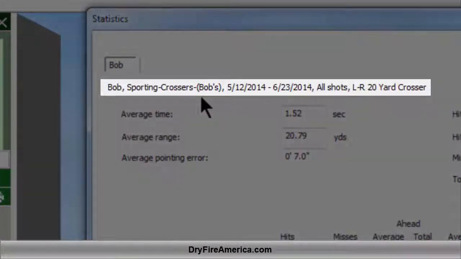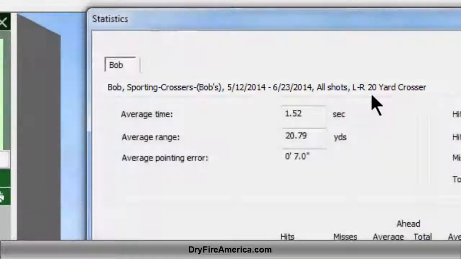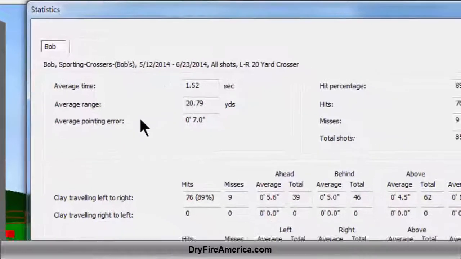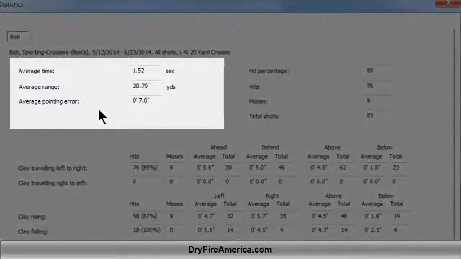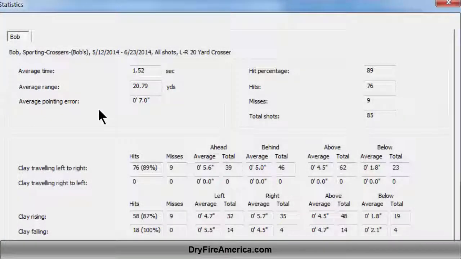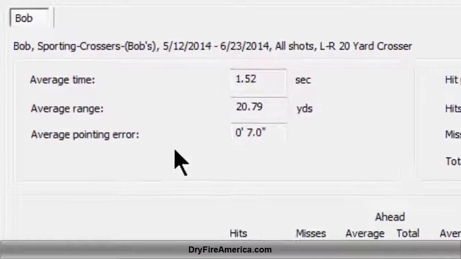This information is basically labeled Bob, the sporting crossers layout. The time period is from May 12th through June 23rd. All shots, meaning it could be the first or second shot, and the left to right 20-yard crosser. The top portion up here is broken into two areas. One that gives you average time, average range, and average pointing error. And let's cover that in the beginning.